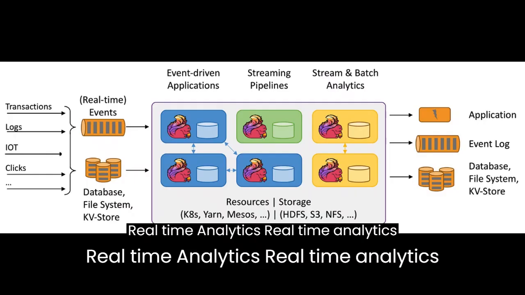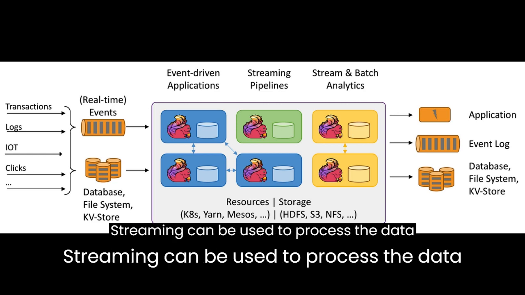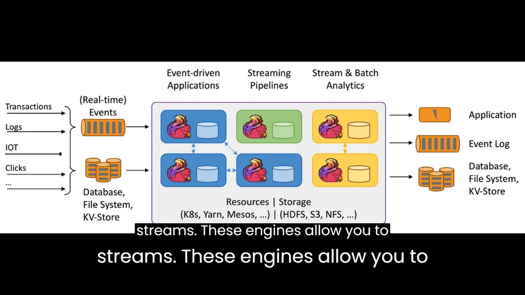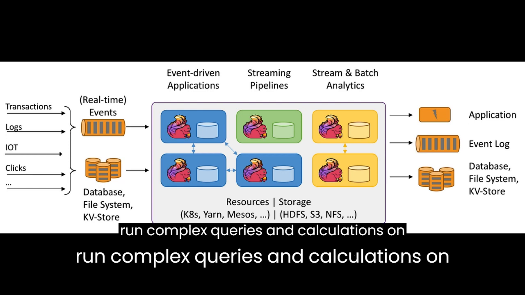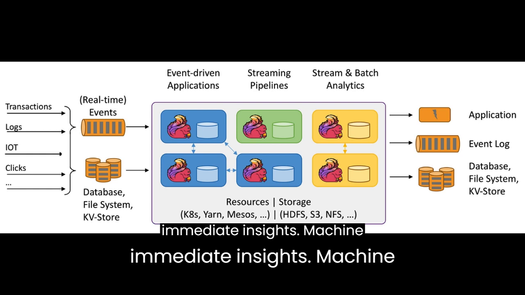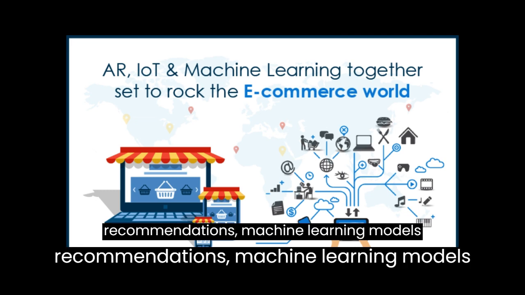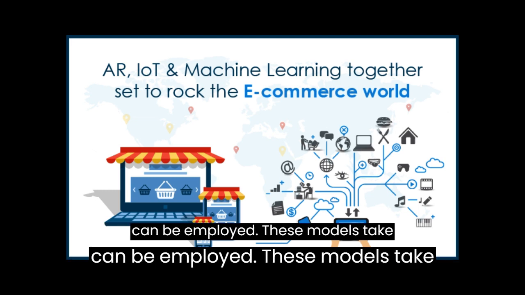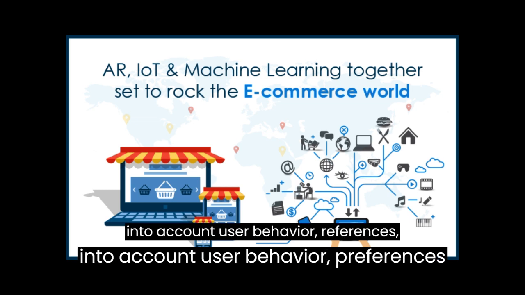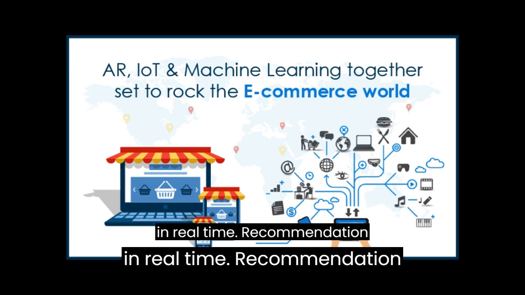Real-time analytics. Real-time analytics engines like Apache Flink or Apache Spark Streaming can be used to process the data streams. These engines allow you to run complex queries and calculations on the data as it arrives, providing immediate insights. Machine learning models. To generate product recommendations, machine learning models can be employed. These models take into account user behavior, preferences, and historical data to recommend products in real time.